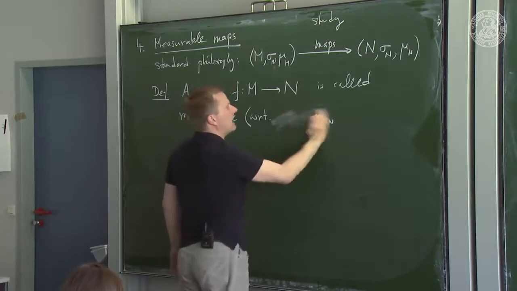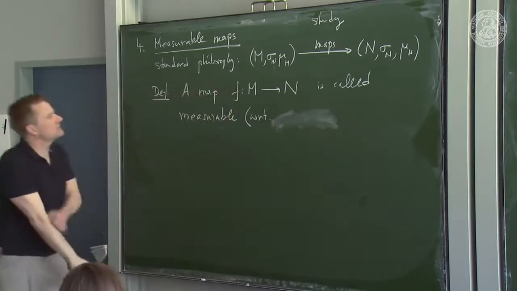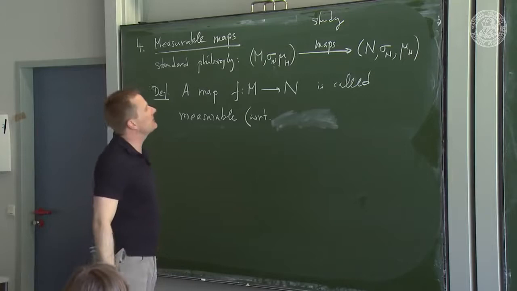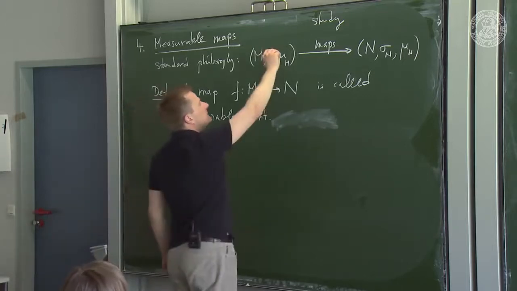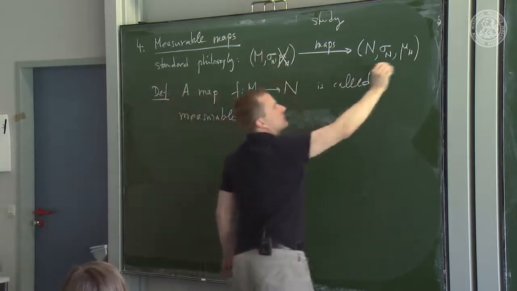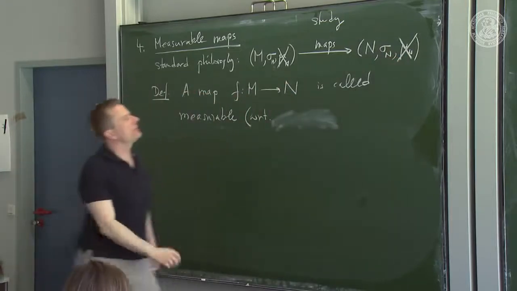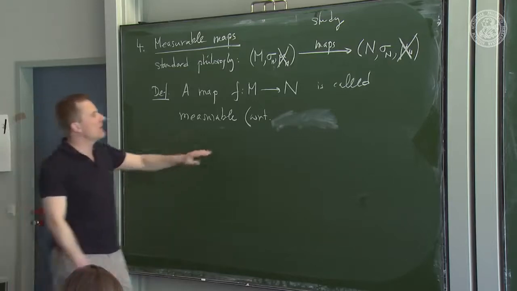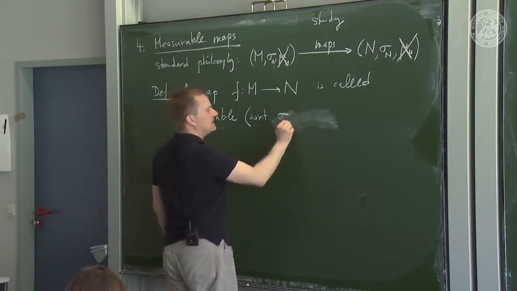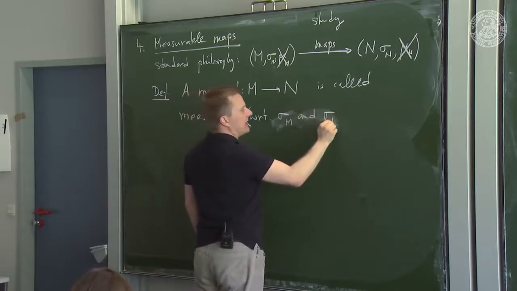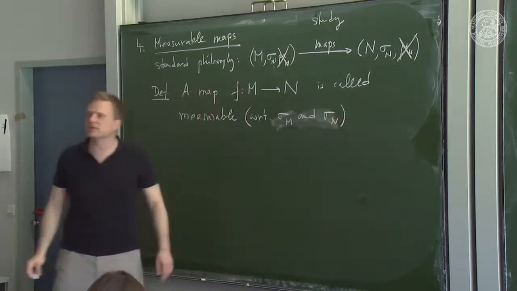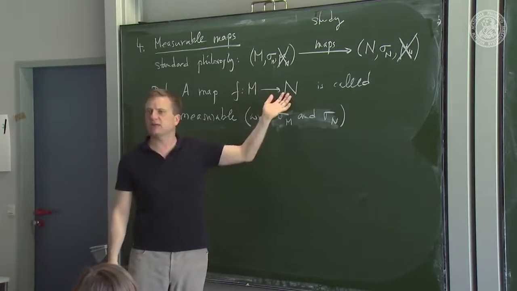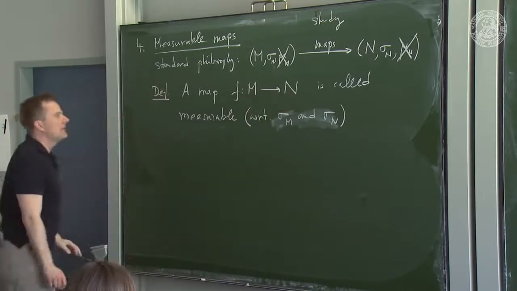I'm sorry, we're not quite there yet. For the measurability, you do not need this structural element yet. You only need the measurable space, not the measure space. Okay, good. With respect to sigma M and sigma N, as much as a continuous map is with respect to the respective topologies.